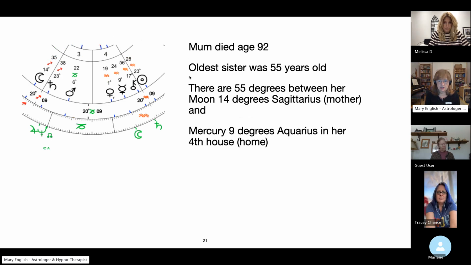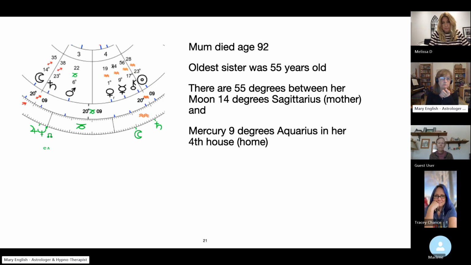Mum died at age 92. My older sister, who we were talking about just then, was 55 years old. There are 55 degrees between her Moon at 14 degrees Sagittarius, the Moon representing her mother, and Mercury at 9 degrees Aquarius, in her 4th house of home. So there's the progressed Moon being moved forwards by 55 degrees. It's now at exactly the same degree, 9 degrees, as my sister's Mercury in the 4th house. So obviously when Mum goes, this represents Mum. This is communication.